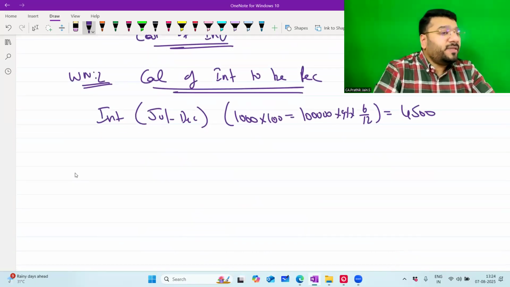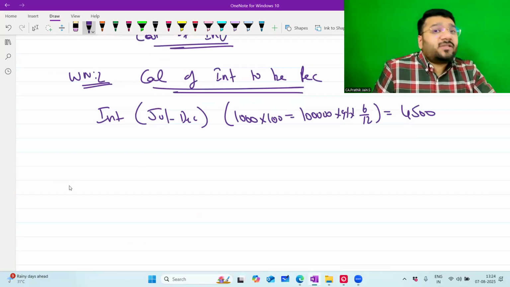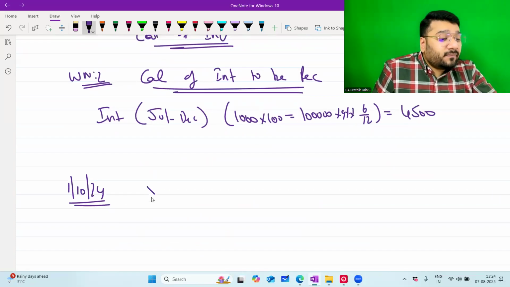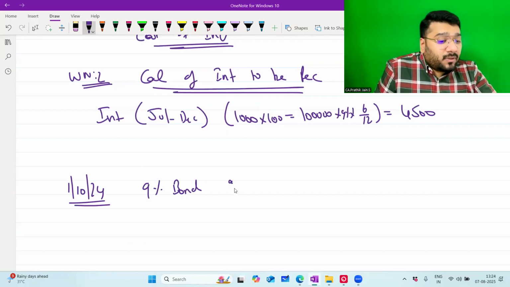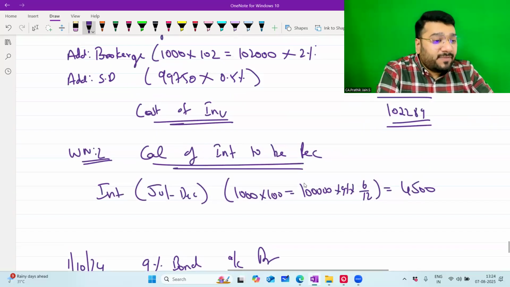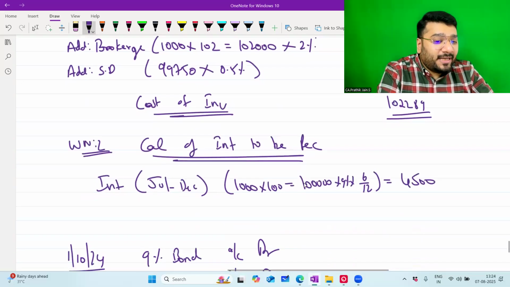Journal. On which date? First is on the date of purchase of the investment. 1/10/24. 9% bond account debit. Interest expenditure account debit to bank. So now the bond value will come from the investment calculation. 1,02,289.